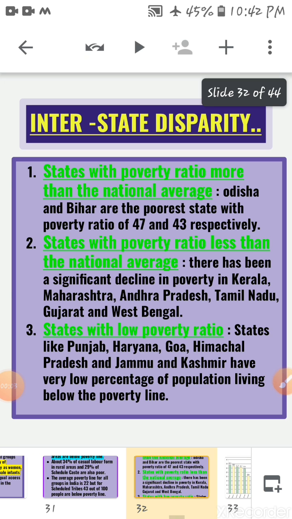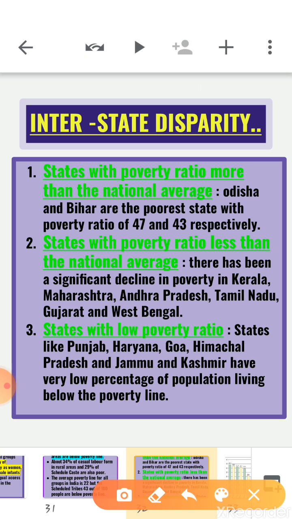Now, the next topic is interstate disparities. Interstate disparities in poverty in India. As we know, child poverty in India also has another dimension. The proportion of poor people is not the same in every state, right?